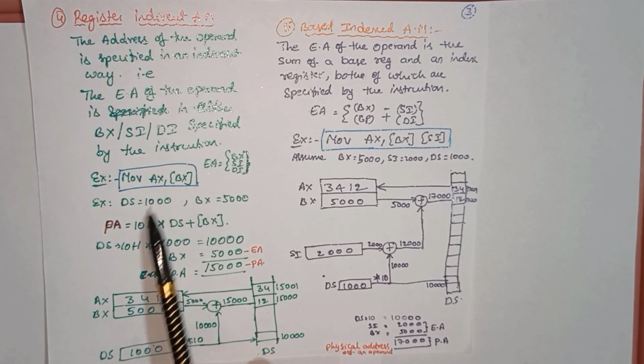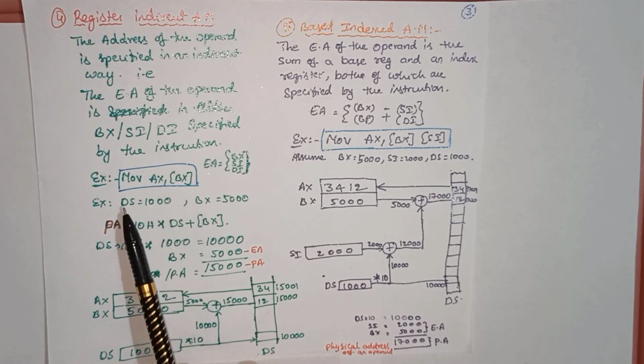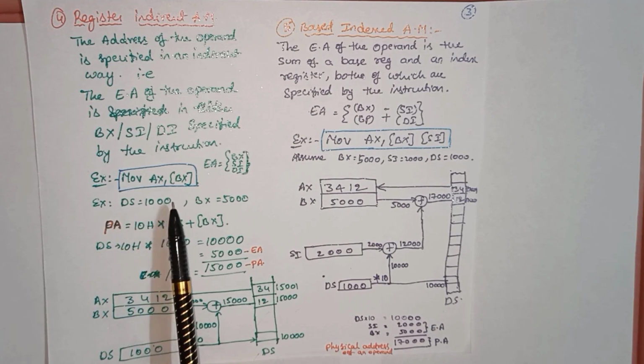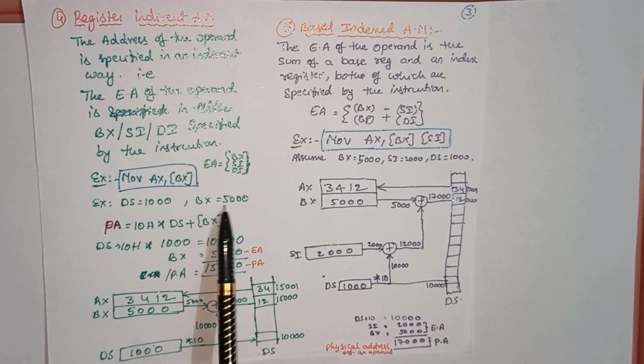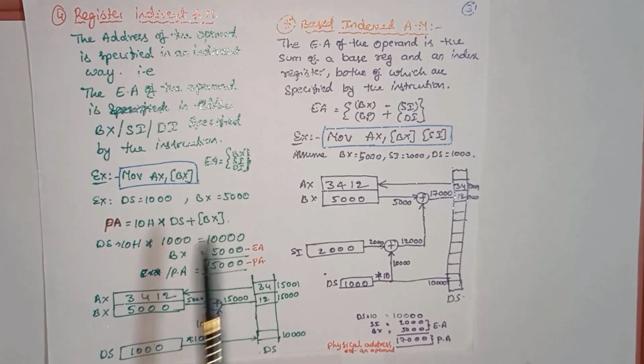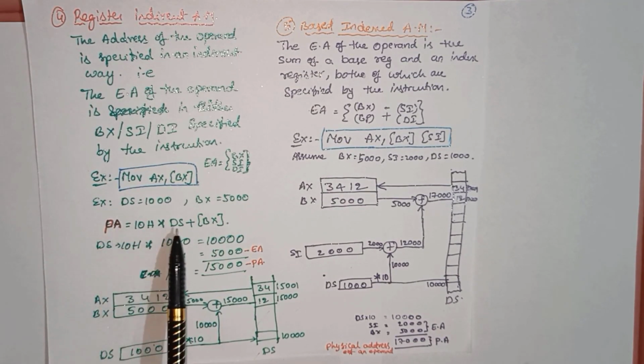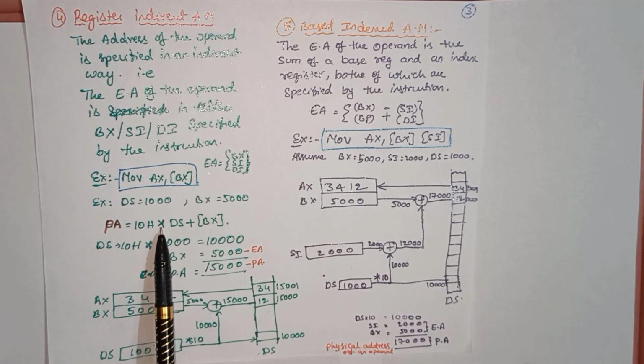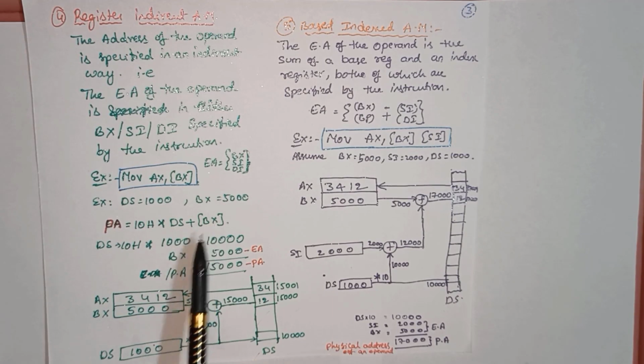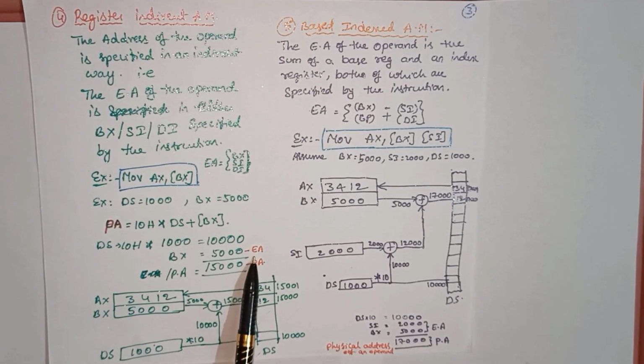Here we are talking about the data. That's why I am taking here DS. Content of DS is 1000 and BX is having 5000. So how is the physical address of the data generated? DS content is multiplied by 10, then it will be added to content of BX. Then 15000, the physical address of the data, is generated.